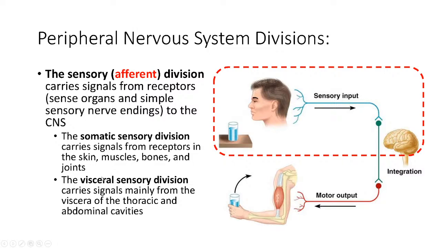And then the visceral sensory division. Visceral, remember, refers to the organs, carries signals mainly from the viscera of the thoracic and abdominal cavities to the brain or spinal cord, and that information will be acted on by the central nervous system. We are typically not aware of visceral sensory information. We're aware of somatic sensory information. We're aware that our skin is cold, our muscles are sore, our bones are broken, our joints are overstretched or inflamed. These things we're aware of, right?